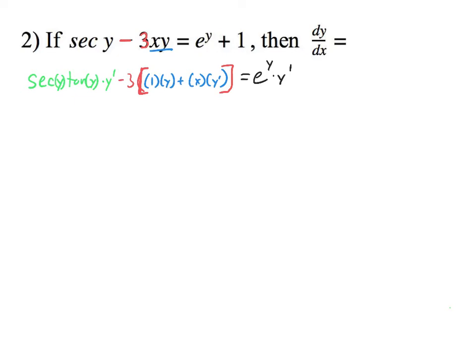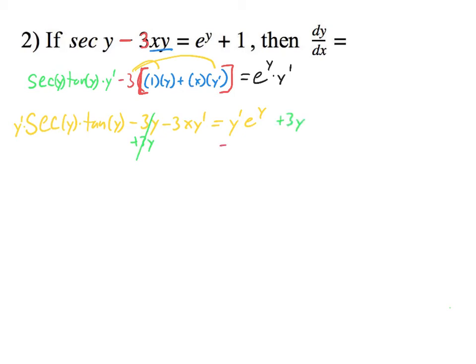As we do that, I'm going to first distribute this negative 3 here. So I have secant y times tangent y, and I'm going to bring the y prime out front just because I want to, minus 3y minus 3x y prime equals y prime e to the y. I'm going to bring the y prime out there too in front. So I want all the y primes on one side. So when I do that, I'm going to add the 3y over.